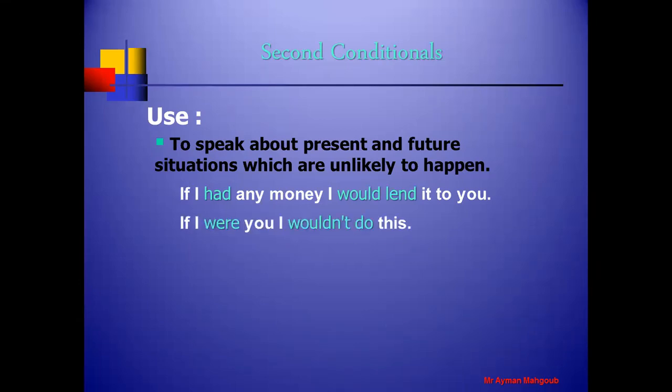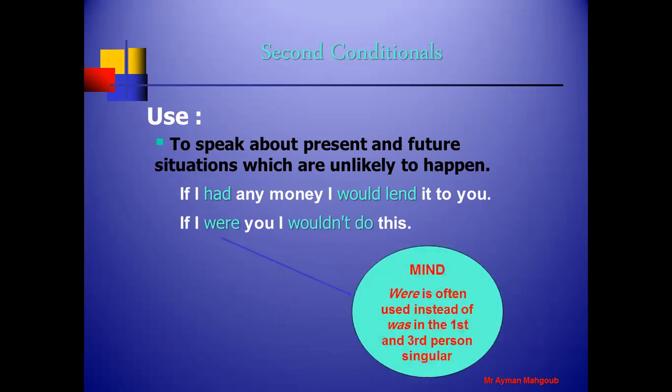If I were you, I'm not you. I'm not you at all. I say if I were you, I wouldn't do this. That means I am not you, so I will not do this. This is the reality, that I am not you and I will not do this. I imagine the opposite of reality. If I were you, I would not do this.